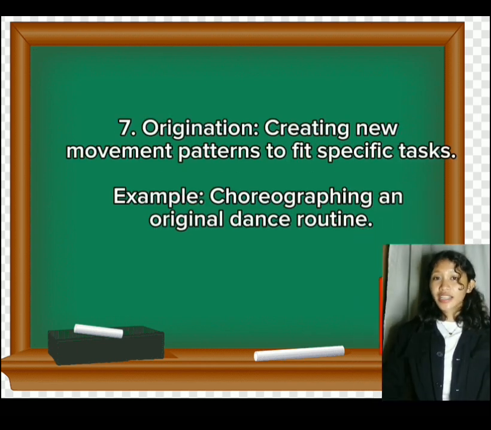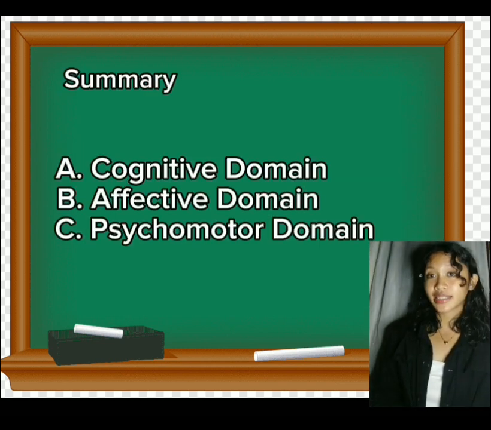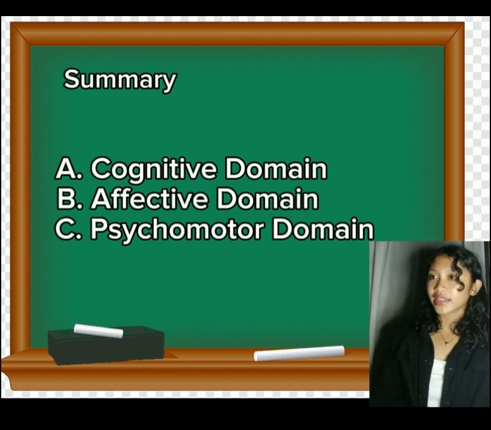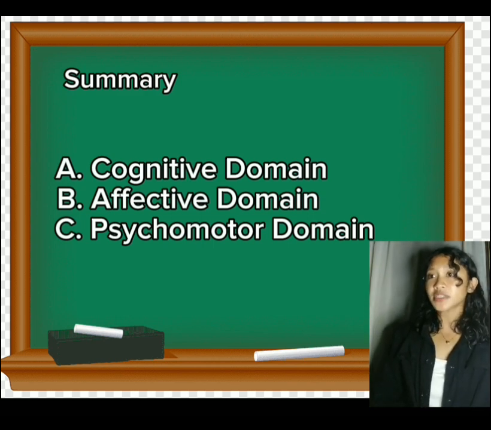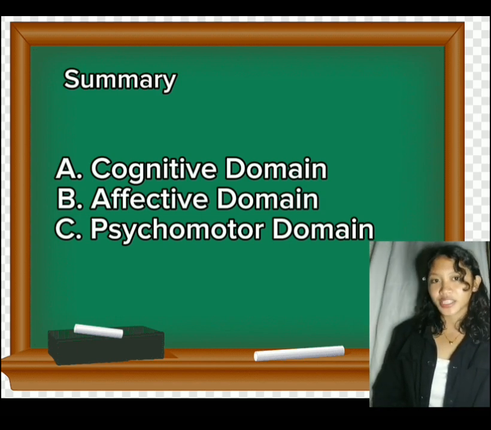And the last part is origination, creating new movement patterns to fit specific tasks. Example, choreographing an original dance routine. In summary, the cognitive domain focuses on mental skills and knowledge. The affective domain emphasizes emotions and values, and the psychomotor domain involves physical skills and movement. Understanding these domains helps educators create more comprehensive and effective learning experiences.